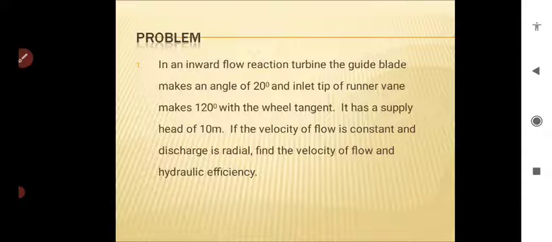Here it is, one more problem is there. This is for your practice and this is for your assignment. You have to solve it. In an inward flow reaction turbine, the guide blade makes an angle of 20 degrees and inlet tip of runner vane makes 120 degrees with the wheel tangent. It has a supply head of 10 meter. If the velocity of flow is constant and discharge is radial, find the velocity of flow and hydraulic efficiency.